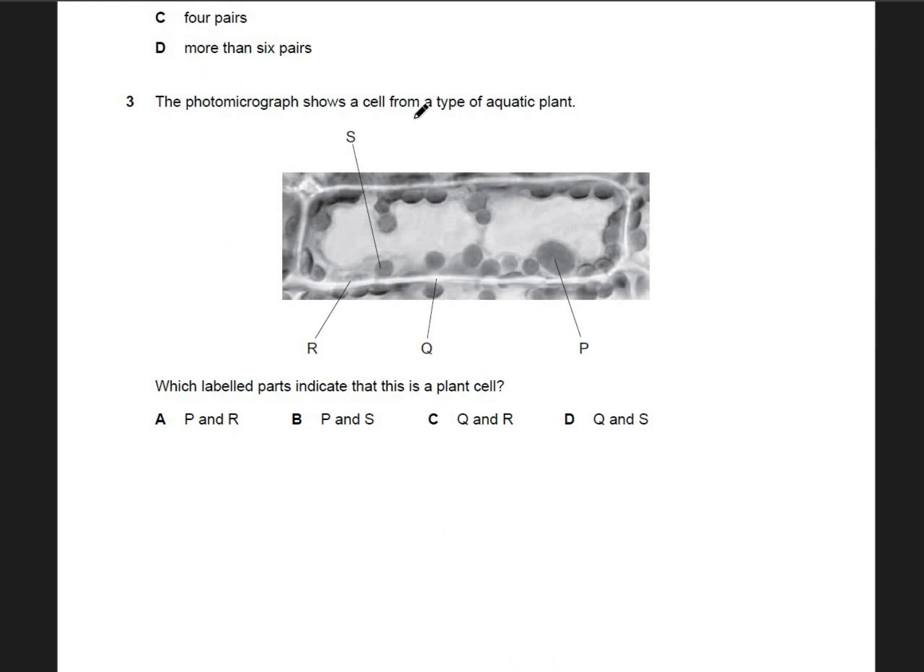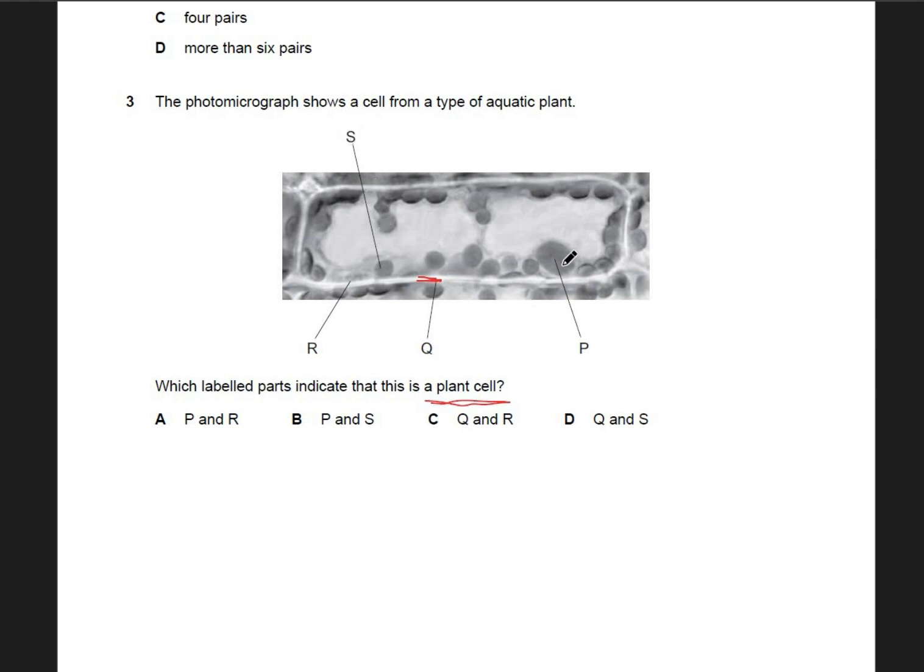Question number 3 says the photomicrograph shows a cell from a type of an aquatic plant. Which labeled parts indicate that this is a plant cell? The identification marks for the plant cell are, first and foremost, the cell wall, and then the large vacuole, and the chloroplast as an identification feature as well. We can see that in this diagram, Q is marking the vacuole, and S is marking the chloroplast.